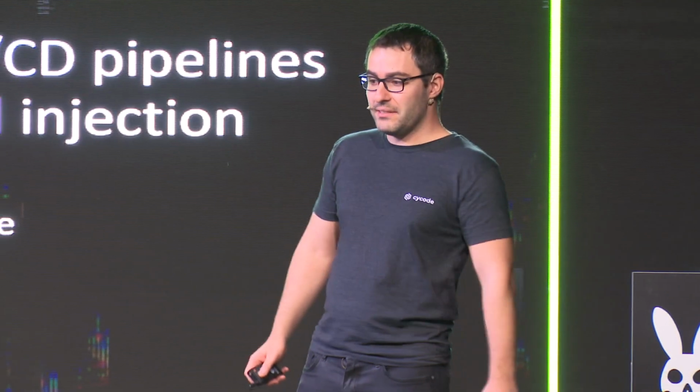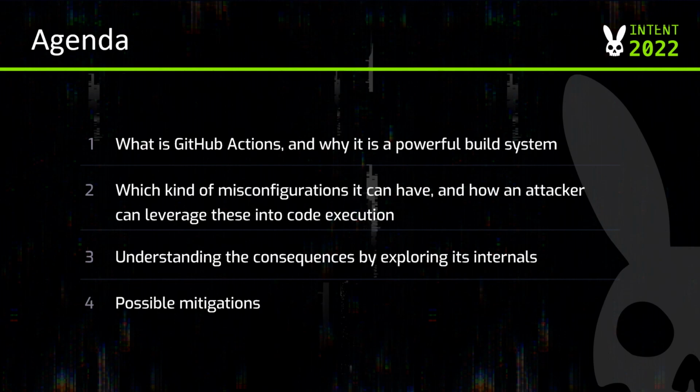Okay, so I'm Alex Ilgayev, and today's topic will be breaking open source CI/CD pipelines using code search and injection. So let's start with the agenda. Before digging into vulnerabilities and exploitations, first we'll want to understand what is CI/CD, what is GitHub Actions, and I will try to explain why it's such a powerful build system. Then we'll try to understand what kind of misconfiguration GitHub Actions workflows could have and how we can exploit them, what consequences we can reach by this exploitation. And finally, we'll go over some of the possible mitigations to stop such attacks.